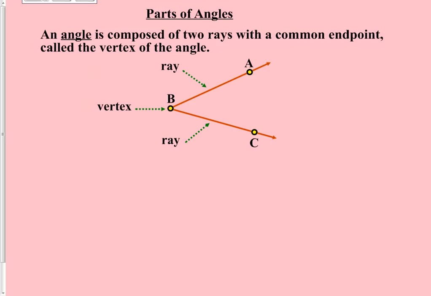Okay, but can you think about where we've seen an example of an angle already? We talked about opposite rays the other day. They started off at a common endpoint and went straight away from each other. That was actually a type of angle that we'll be getting to shortly.